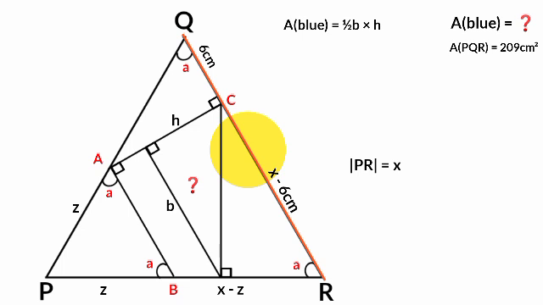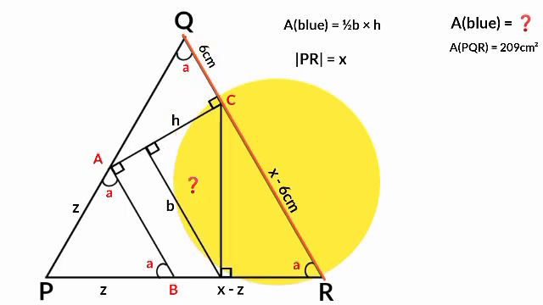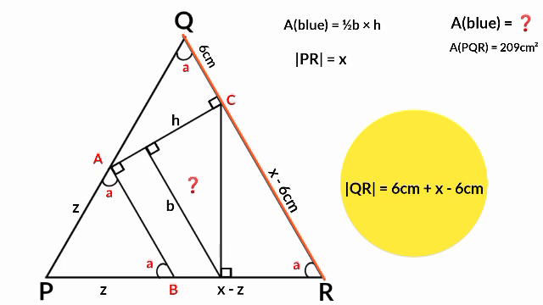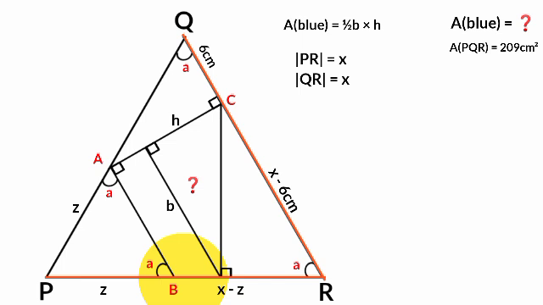If we come to this line QR, its length is divided into this part and this. So line QR equal to 6 centimeters plus X minus 6 centimeters. 6 centimeters minus 6 centimeters is 0. So line QR equal to X. And we also have the length of line PR here to be X. That is, this side and this side are congruent. And we know since they are equal, this angle and this angle must also be congruent. So since this is A, this must be A.